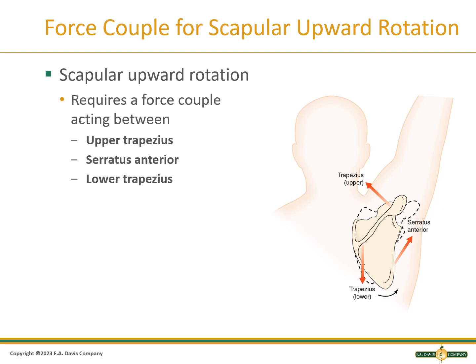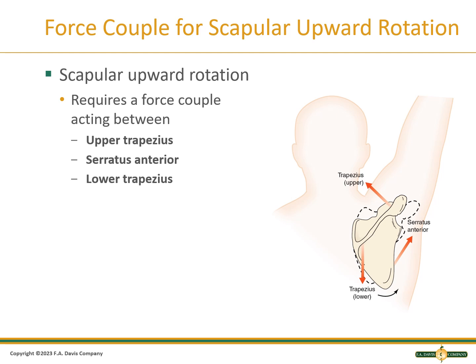We talked about force couples when we went through the chapter on biomechanics, and if you remember, force couples have to have at least two forces pushing in opposing directions that cause a rotary motion. And that's what we see with upward and downward rotation of the scapula: we have forces from three different muscles pulling in opposing directions to cause that rotation around a central pivot point.